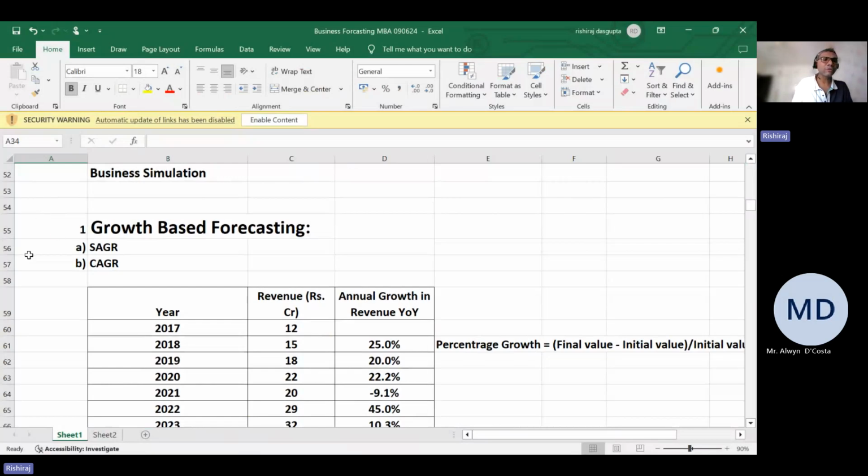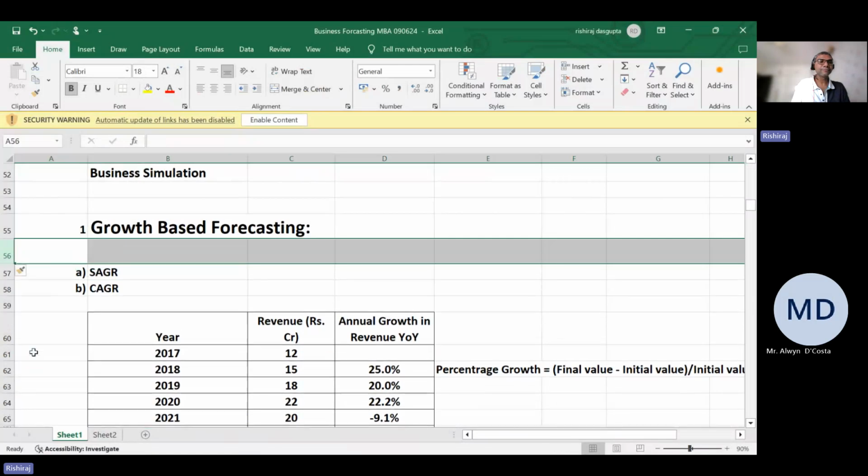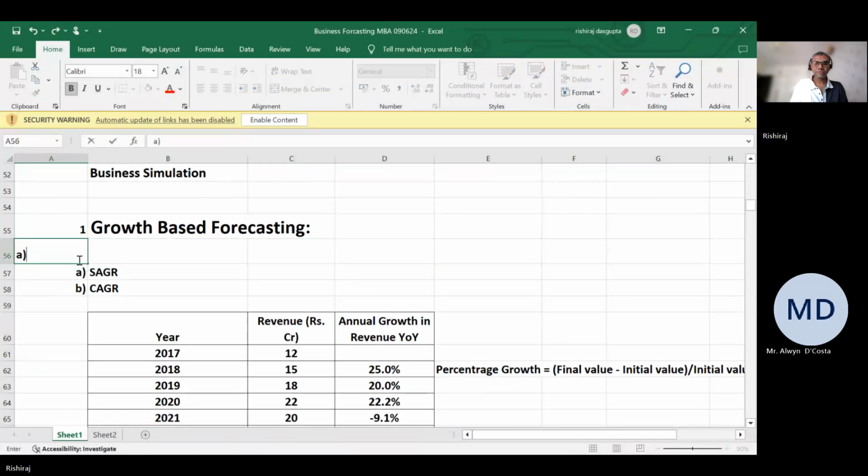So first we talk about growth-based forecasting. We will learn first year-on-year growth-based forecasting, average YOY. YOY is year on year.